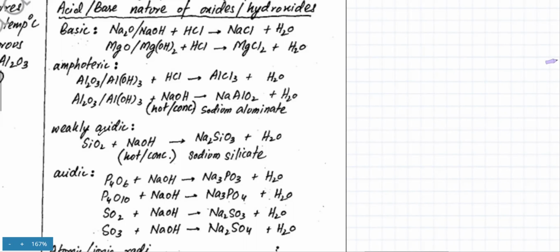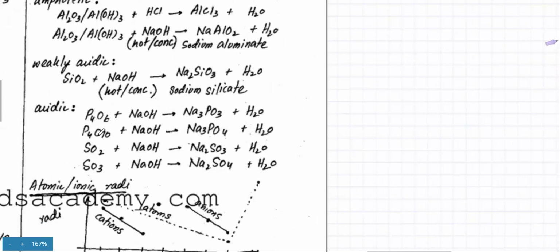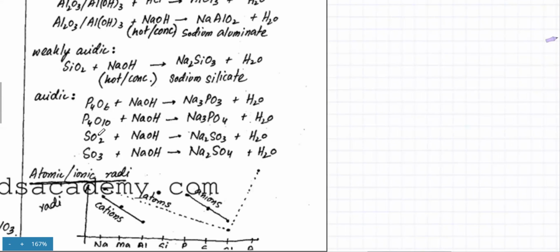Remember, SiO2 sand was used in the blast furnace for the extraction of iron, in which you added calcium oxide as a base to get rid of SiO2 in the form of slag. But that required a very high temperature in the blast furnace. So SiO2 is very weakly acidic and it forms silicates.